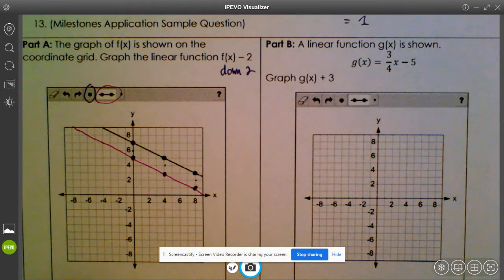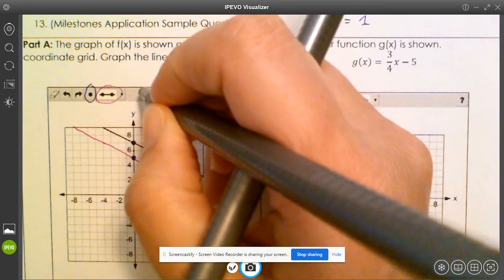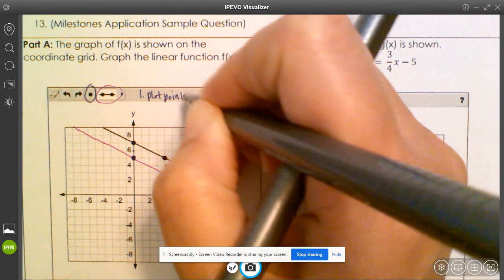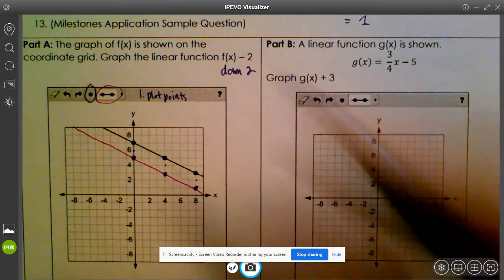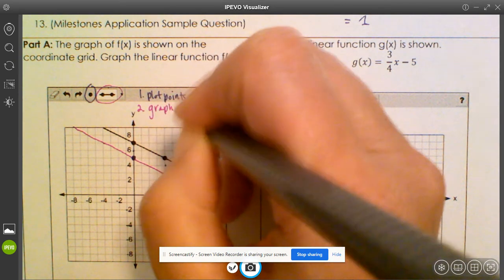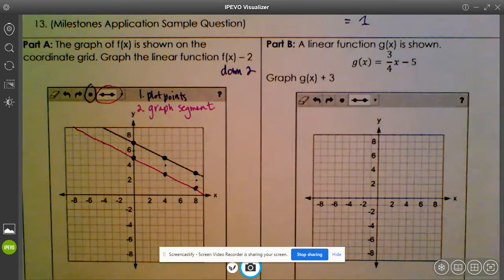So the first thing you're going to do is plot the points. And then from there, you will graph the line. Or in this problem, you would graph the segment. All right.